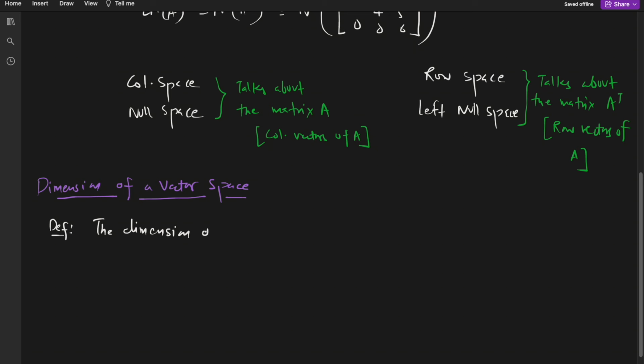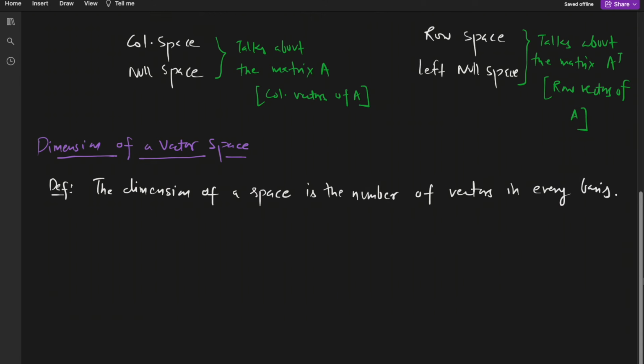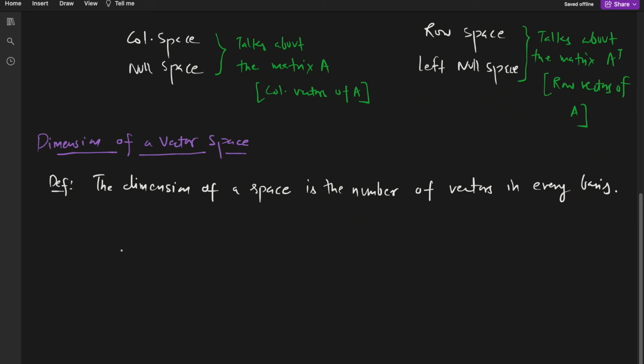the dimension of a space is the number of vectors in every basis. In every basis. So if you haven't seen the video on basis, then I highly recommend watching it because that is key to dimension. If you don't know what a basis is, then you don't know what dimension is. But still, I will give you some refresher.